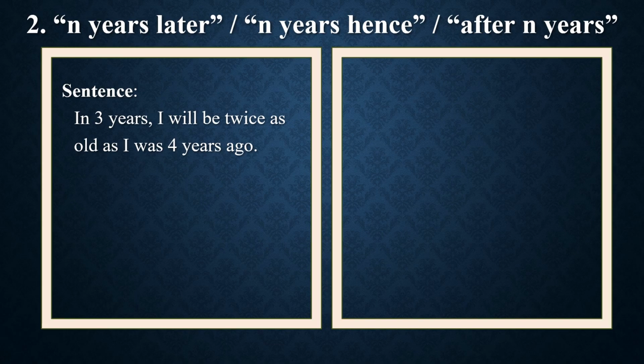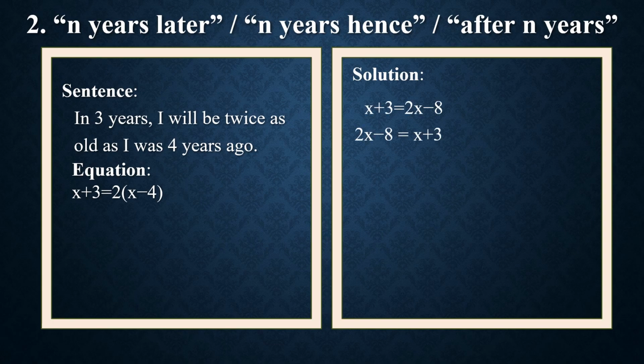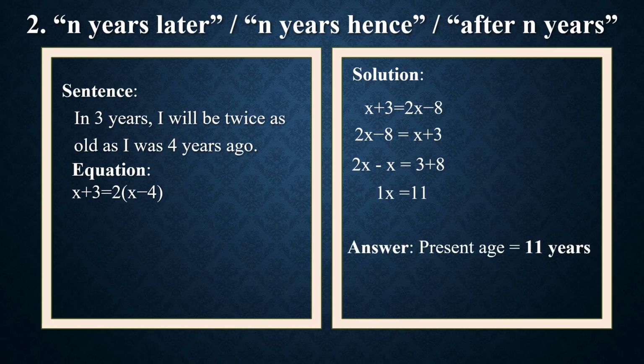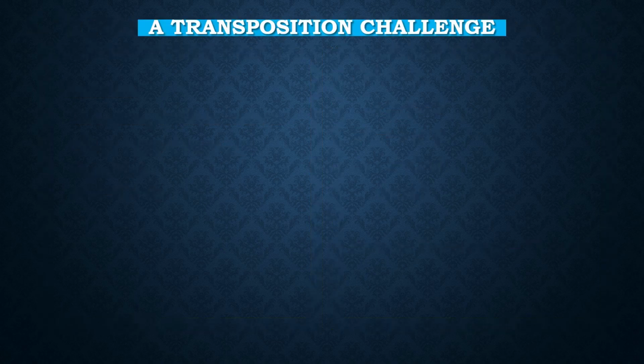In 3 years means x plus 3. I will be twice as old as I was 4 years ago. So 2 times x minus 4. You have to solve, open the bracket, and here I have just changed the sides. A equal to B is same as B is equal to A. Now I am going to use the method of transposition. So x I will bring to the left hand side and 8 I will take it to the right hand side. So you get x is equal to 11. So present age is 11 years.